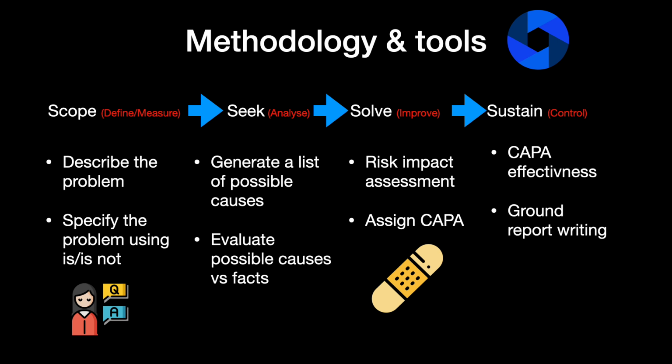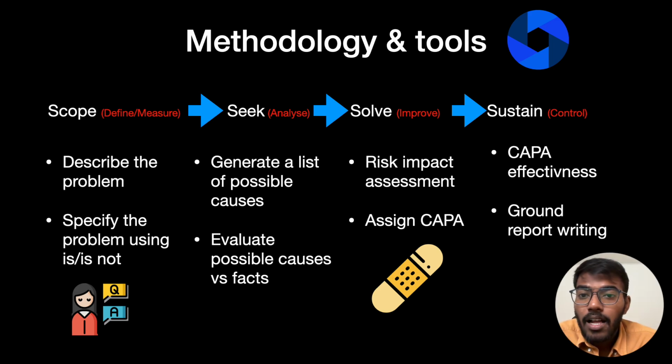So in this part of the video we see scope and seek. In scope we try to describe the problem and specify the problem using is and is not. It is a very interesting thing. I'll tell you what is and is not is. It's a good way of raising a Q&A. And in the analyze phase we generate a list of possible causes and evaluate the possible causes versus the facts, using all the tools which we found.